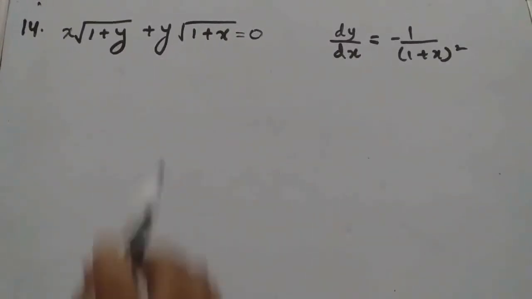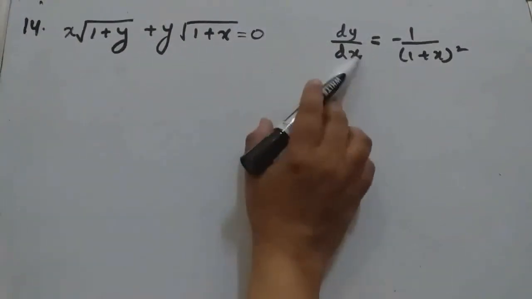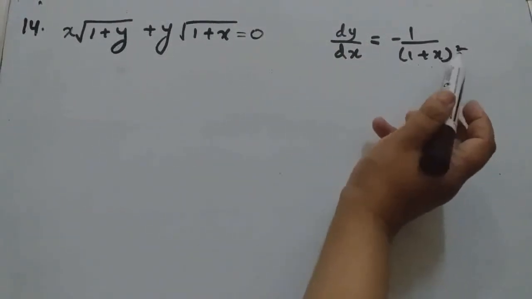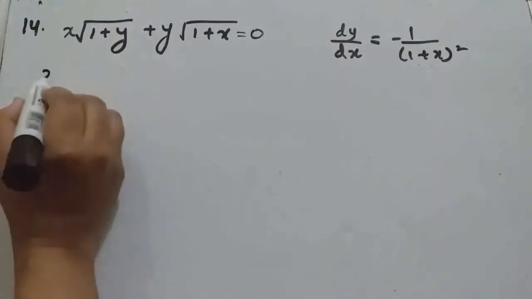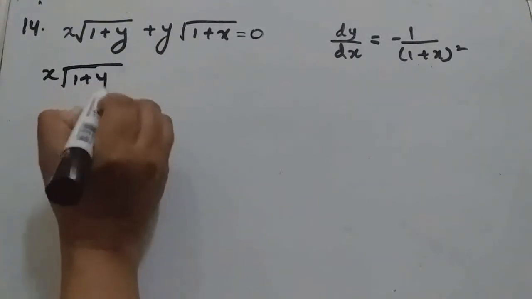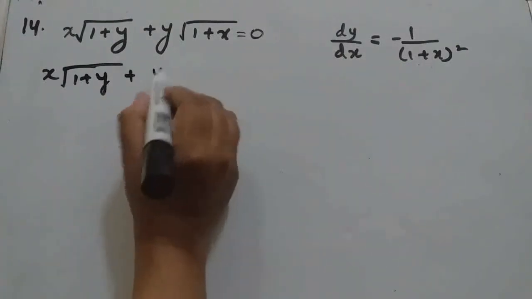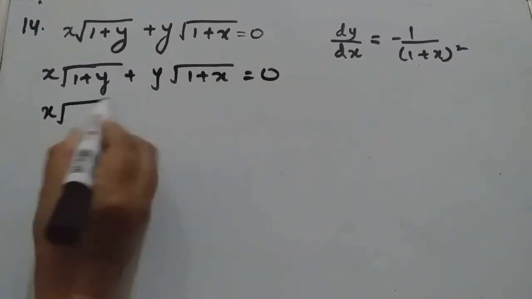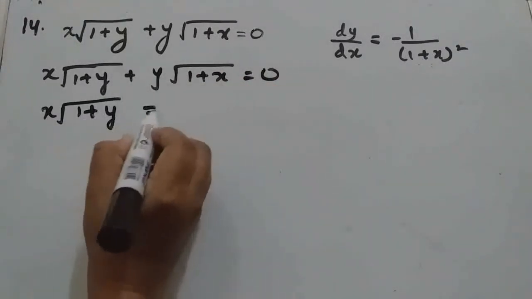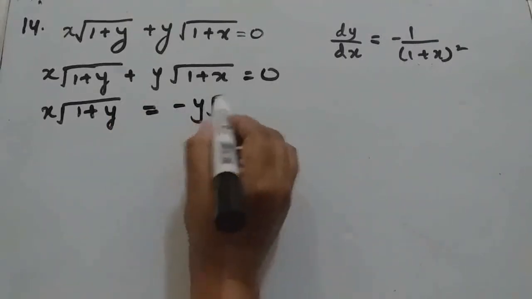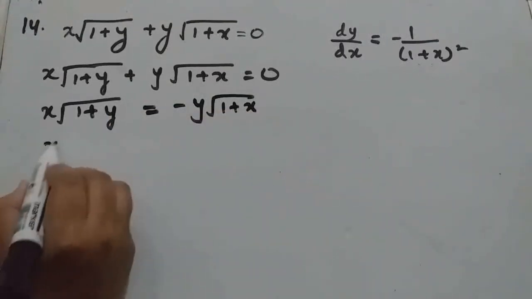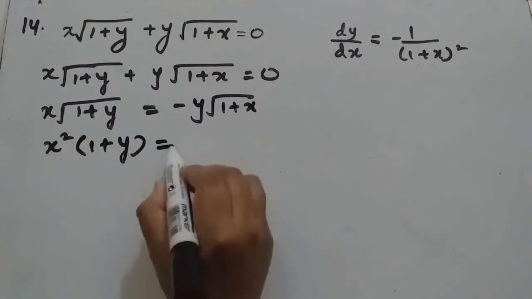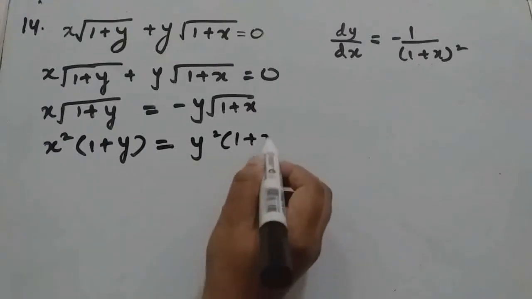Question number 14, this expression is given to us and here we have to show dy by dx is equal to minus 1 by (1 plus x) whole square. So you will consider this expression. See, in the statement to be proved the square root term is not there, so we have to remove this. What we will do, shift this term to the other side, then square. So you will get x square into (1 plus y), then y square into (1 plus x).